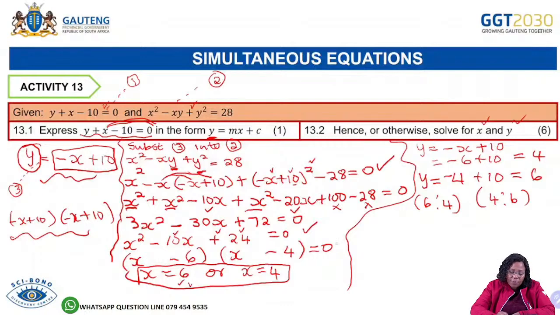The third mark is for the factors. The fourth mark will be for the x values, both of them, and the fifth mark will be for the first y value and the last one for the second y value. Hence, this is worth 6 marks.